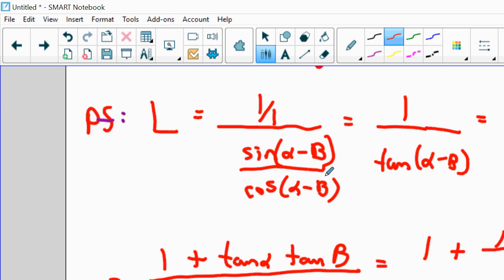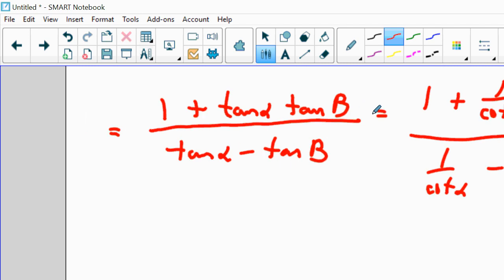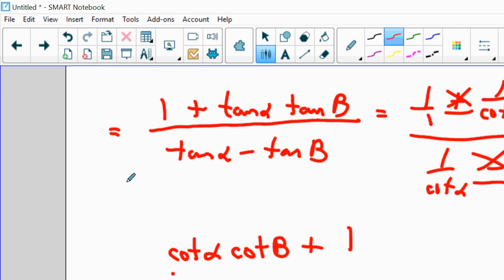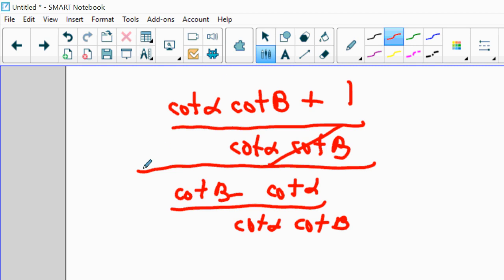If this is 1 plus the reciprocal, now I'm going to go crisscross applesauce, and you get cotangent alpha cotangent beta plus 1 over cotangent alpha cotangent beta, all over cotangent beta minus cotangent alpha over cotangent alpha cotangent beta. All right. That was hard, really hard.